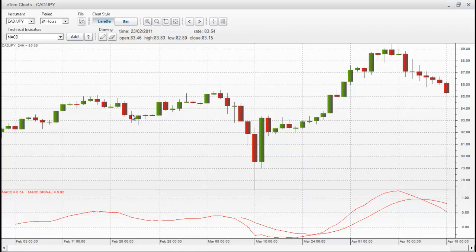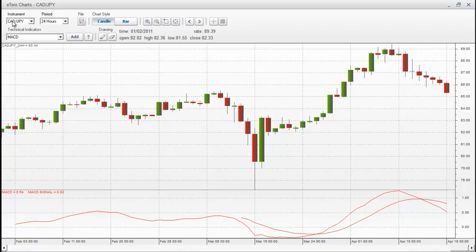Today we're going to be looking at a very good practical example of how the MACD indicator works. We're going to be looking at the Japanese yen. It's about 4 or 5 weeks since the earthquake hit in Japan, which caused a major depreciation of the currency versus the other cross currencies.